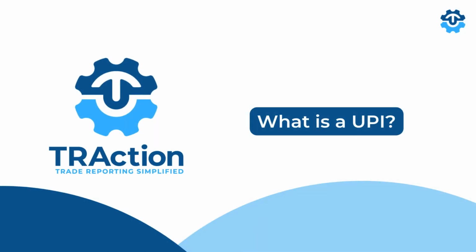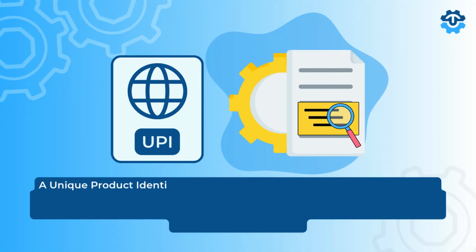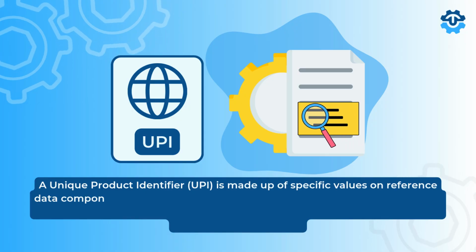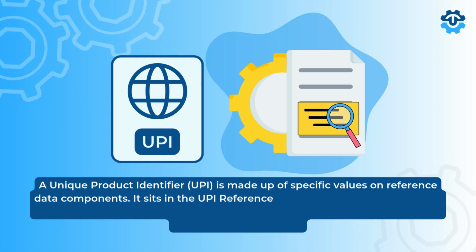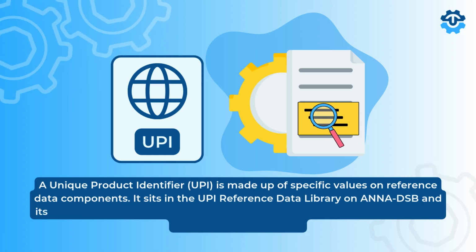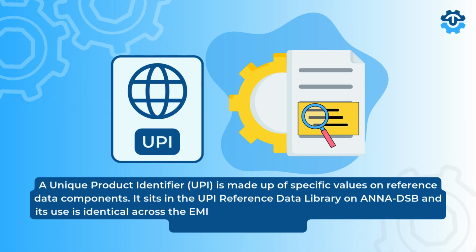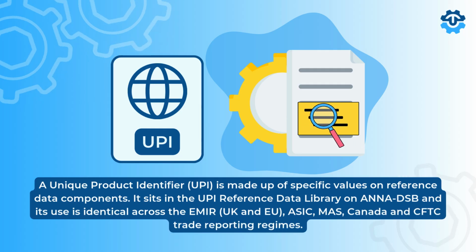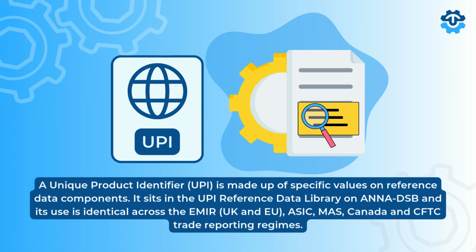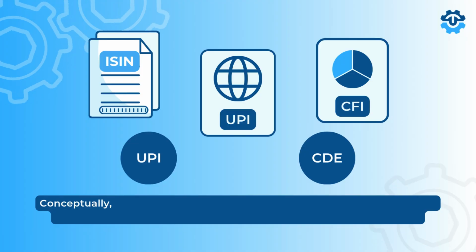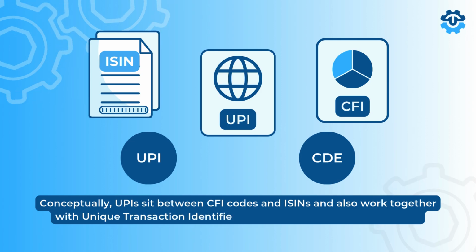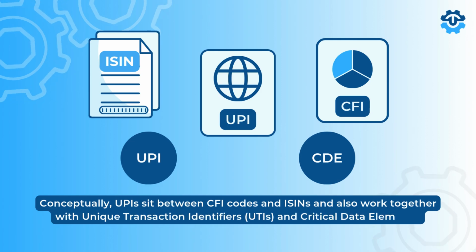What is a UPI? A unique product identifier is made up of specific values on reference data components. It sits in the UPI reference data library on ANNA DSB, and its use is identical across the EMIR, ASIC, MAS, Canada and CFTC trade reporting regimes. Conceptually, UPIs sit between CFI codes and ISINs and also work together with unique transaction identifiers and critical data elements.